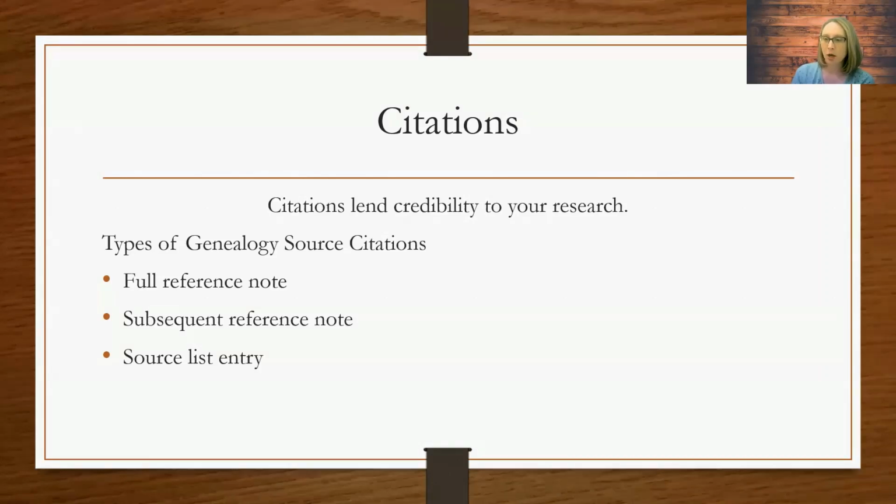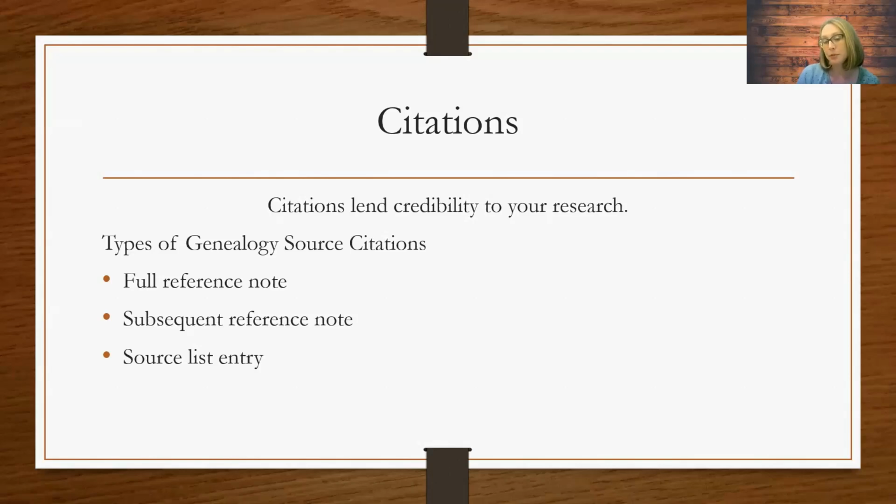A full reference note uses a footnote format. If you're familiar with the Chicago style of citations for work, this is similar to that. You have something in the text that would have a little number 1 next to it, and at the bottom of your page, number 1 gives that citation source information. You would provide that as a footnote. A subsequent reference note is just a shorter footnote of a fully referenced footnote you've already used.